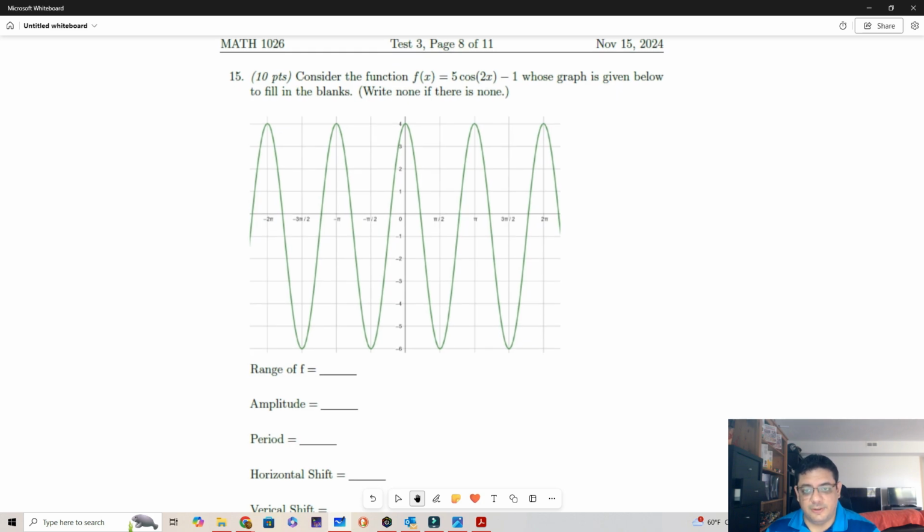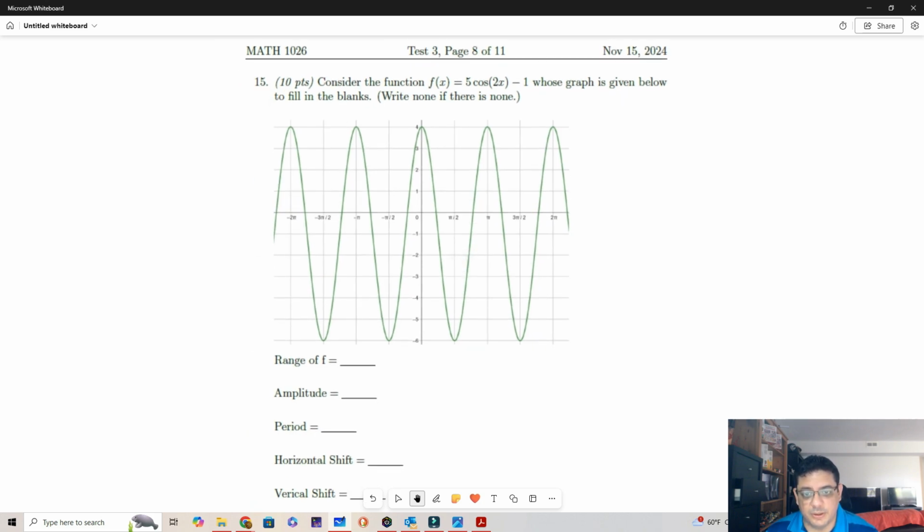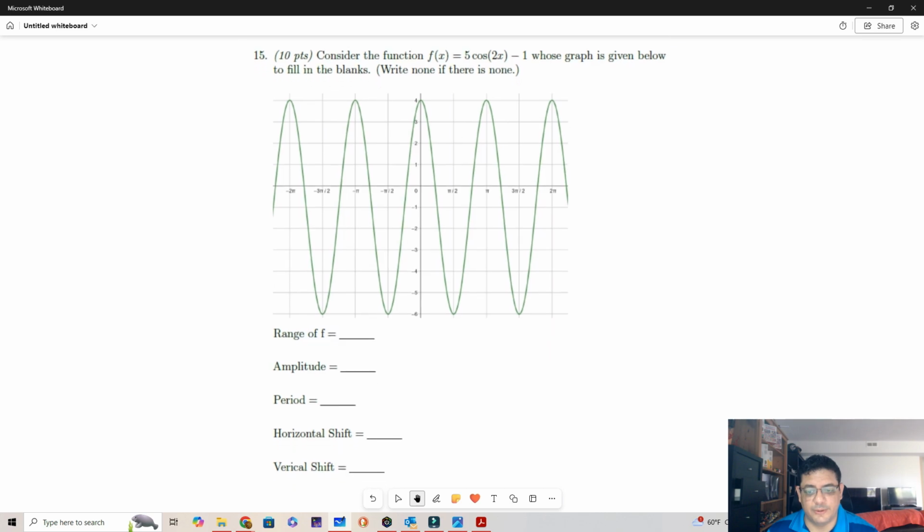Question 15 gives me a graph, and it gives me an equation of a sinusoidal function. We have 5 cosine of 2x minus 1, and then we're trying to find all the information about this function. Notice that first you can find out the range. The range is the values that it takes in y. It goes from minus 6 to 4, so we can write here minus 6 to 4.